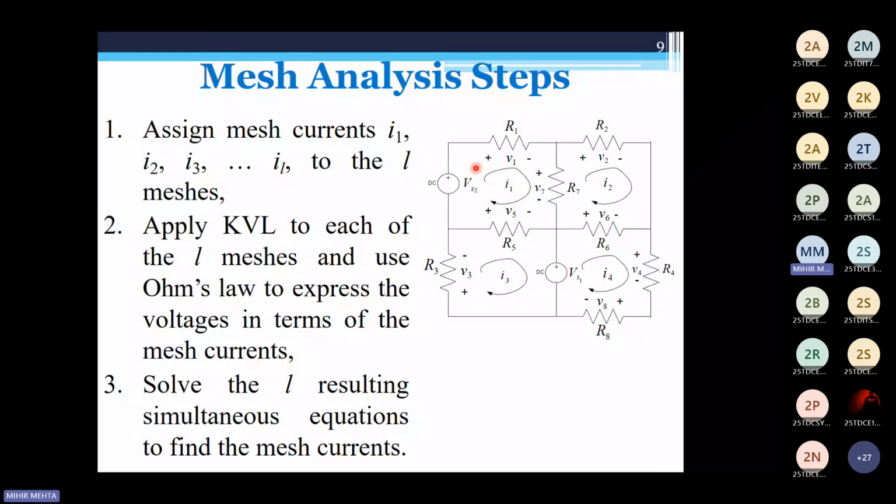So let's see, a diagram is given to you. Let us first assign the mesh currents. Let's call these I1, I2, I3, and I4.